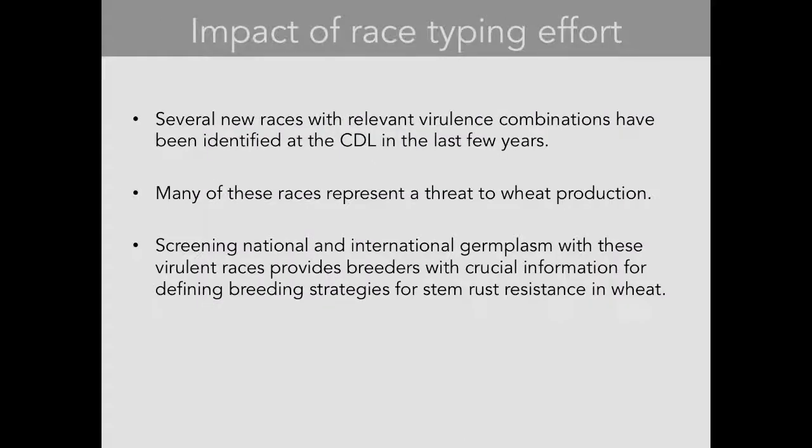So several new races with relevant virulence combinations have been identified at the CDL in the past few years. And many of these races represent a threat to wheat production worldwide. And we are not talking about only UG99 and related races. There are also other races not related to the UG99 group that can also pose a threat to wheat production. Screening national and international germplasm with these virulent races provides breeders with really good information for them to define the breeding strategies for stem rust resistance in wheat.